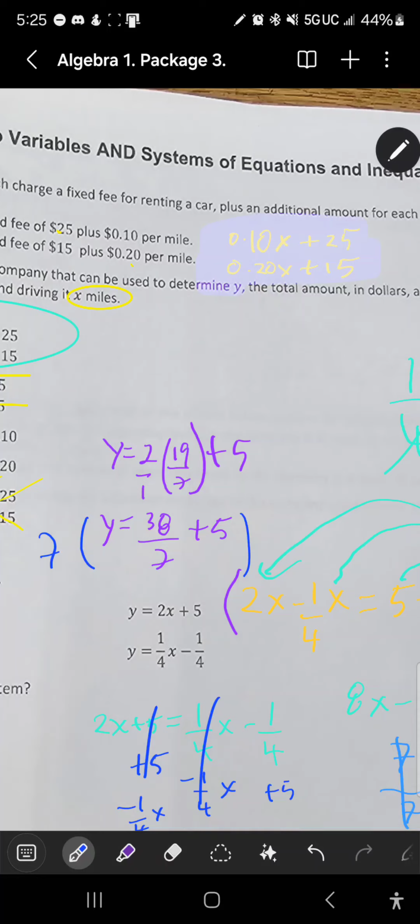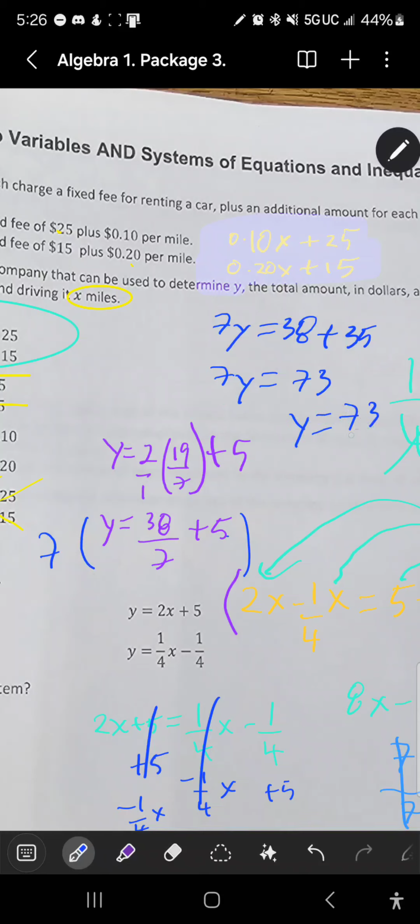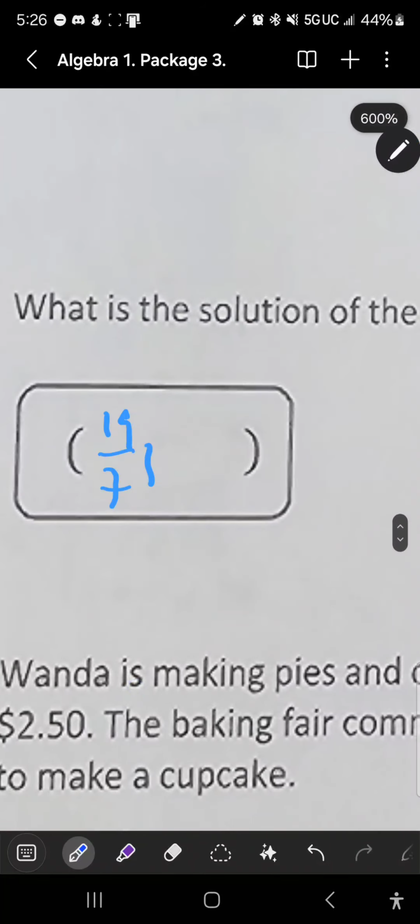So 7 times y is 7y. 7 times 38 over 7, it just cancels out, it's going to be 38. And now 7 times 5 is 35, so plus 35. So 7y is going to be equal to 38 plus 35, which is 73. We divide both sides by 7, then this side cancels out, and we get y equals 73 over 7. And that's your answer.